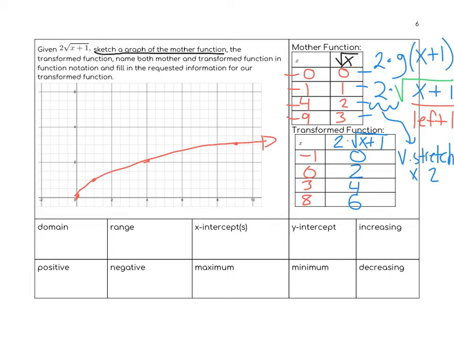This is the same exact thing we were doing in the last cycle, but now we're adding a new way to notate this, using a square root instead of just the letter g of x. So my new points are going to be negative 1, 0. That's here. 0, 2. 3, 4. And 8, 6.